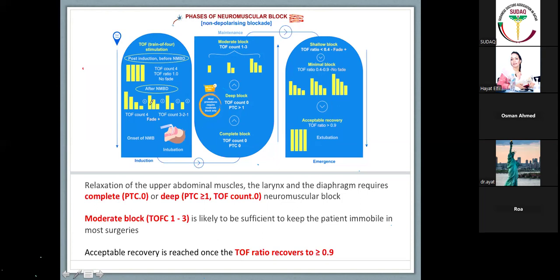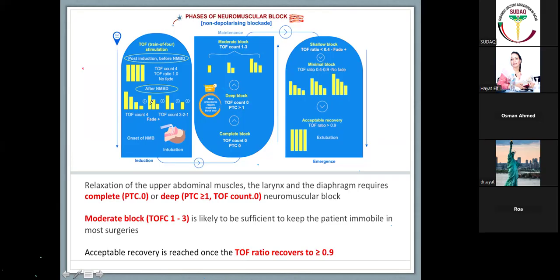After induction and intubation, you will go to complete block. This goes with time and the receptor occupancy by the non-depolarizing muscle relaxant. In complete block, the train of four is 0 and the post-tetanic count is 0. Then from complete, you will go to deep block where the train of four count is 0, but the post-tetanic count is now more than 1.